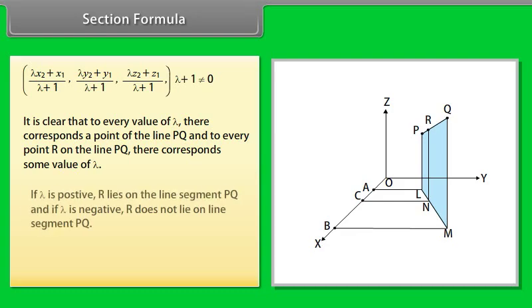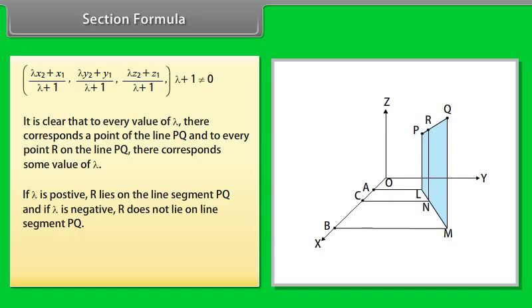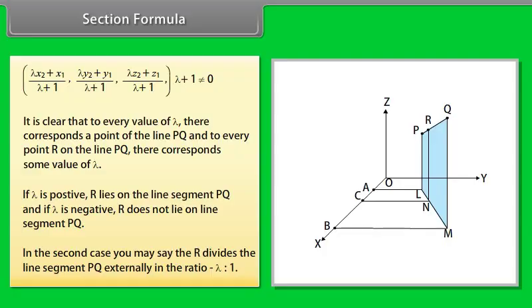If lambda is positive, R lies on the line segment PQ, and if lambda is negative, R does not lie on the line segment PQ. In the second case, you may say that R divides the line segment PQ externally in the ratio lambda:1.